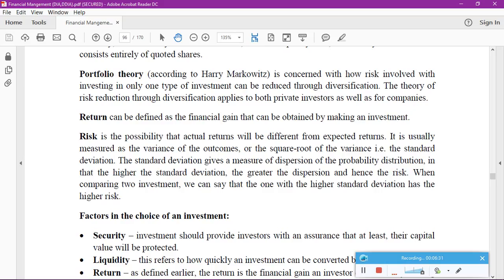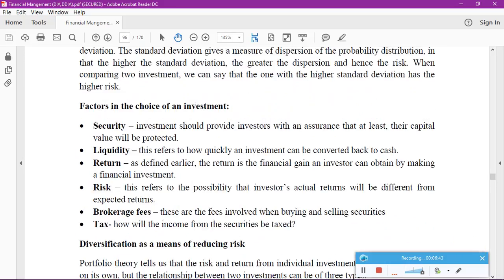Now, factors in the choice of an investment. First, security. Investment should provide investors with an assurance that at least their capital value will be protected. Now, in the future, when you go to work and you become a financial manager, the first thing the boss will ask you is, when I invest, will I get back the capital or not? Profit will be the second thing. When you invest 20,000, for example, will you get back the 20,000? That is the important part. Always think, will you get back the capital or not?